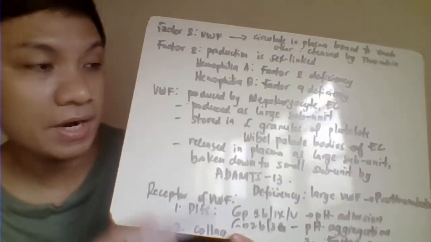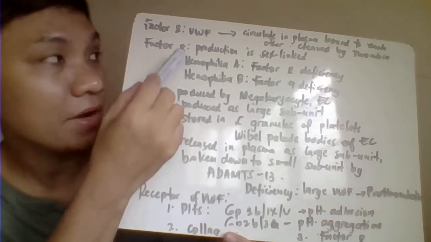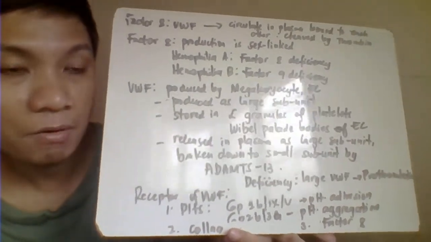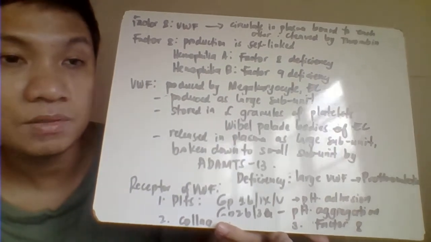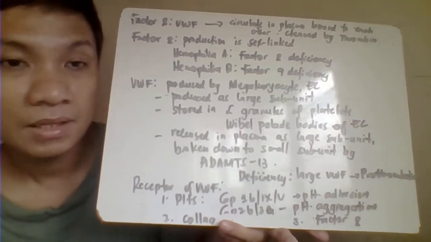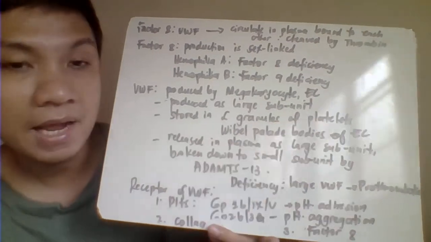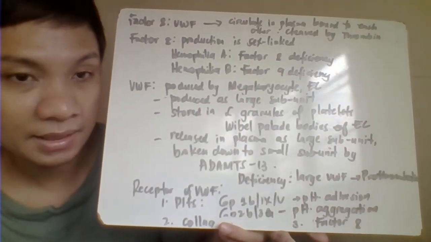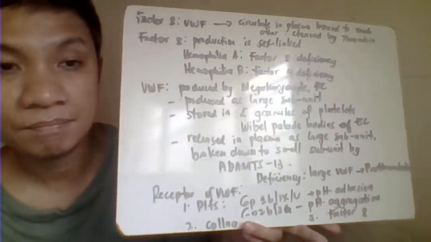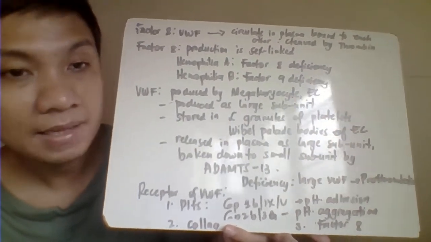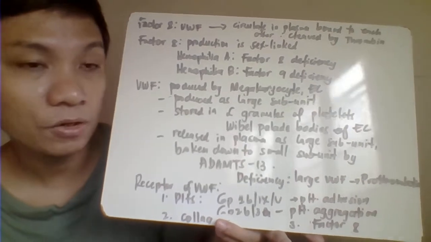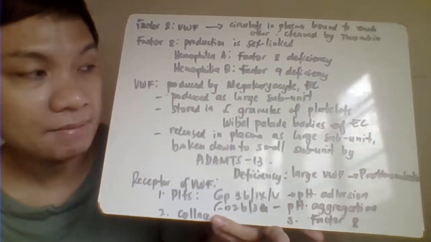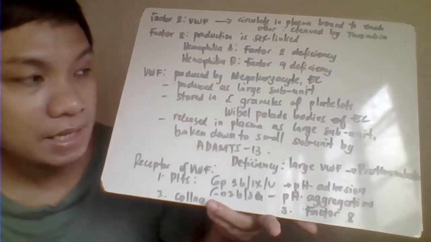Okay, then bound ang ating factor 8 with your von Willebrand factor. So what is von Willebrand factor? Von Willebrand factor is produced by our megakaryocytes and your endothelial cells. Basically, this is produced in a large subunit. Then it's stored in the alpha granules of your platelets. Tinatago siya doon. It could also be stored in the Weibel-Palade bodies of our endothelial cells.